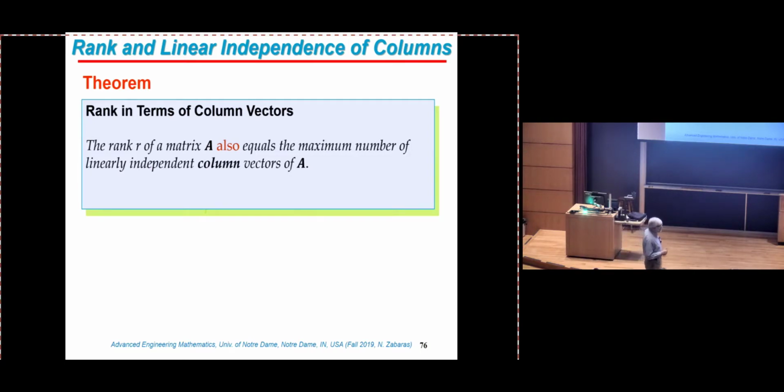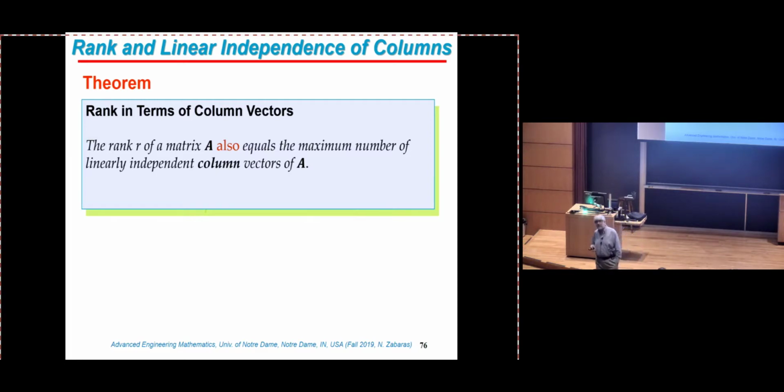Now, here is something that I will not prove, and it is not as trivial as you may think. And it says, the rank of a matrix also is equal to the maximum number of linearly independent columns. Think about it. We defined the rank to be the number of independent rows, and now I'm claiming that somehow it is equal also to the number of independent columns.